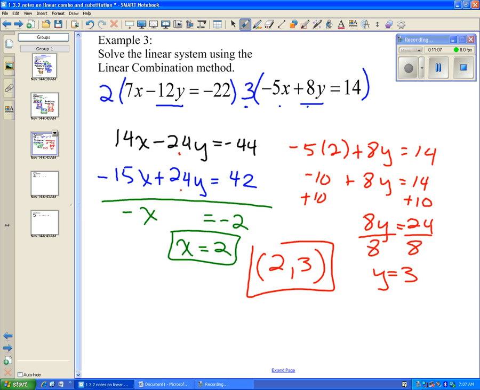Again, plug it into both of my equations, make sure it works. 2 times 7 is 14. 3 times 12 is 36. Negative 36. 14 minus 36 is negative 22. 2 times negative 5 is negative 10. 3 times 8 is 24. Negative 10 plus 24 is 14. So my solutions work. I have my answer. And that was linear combination. So let's see what I would do here.